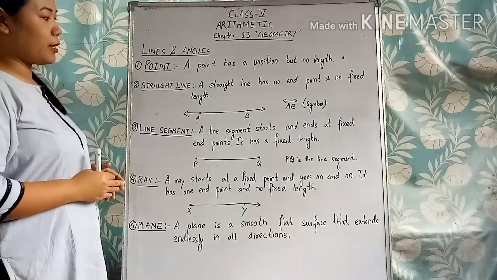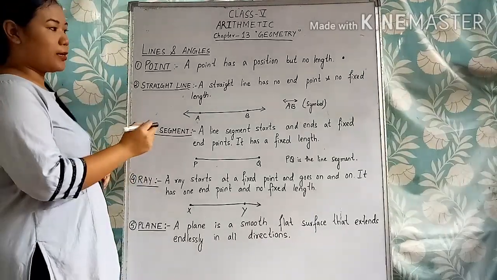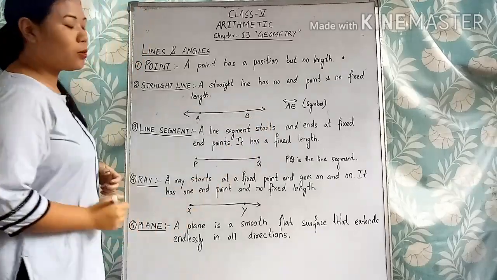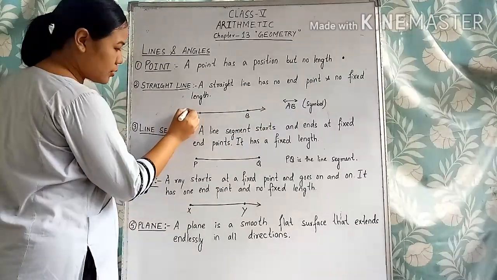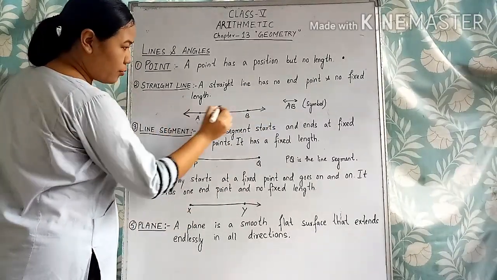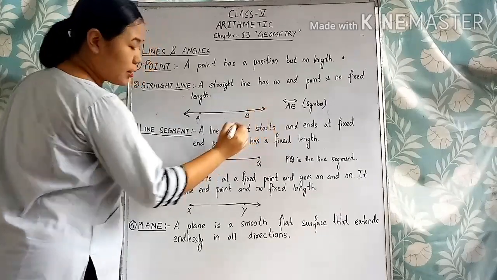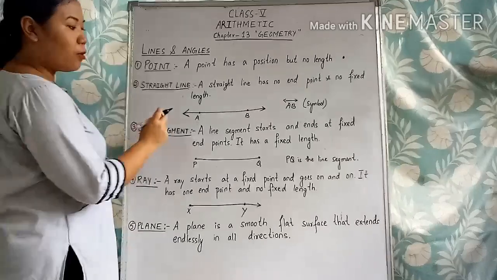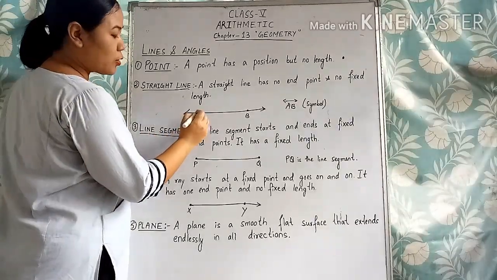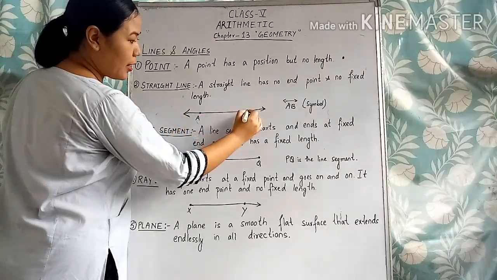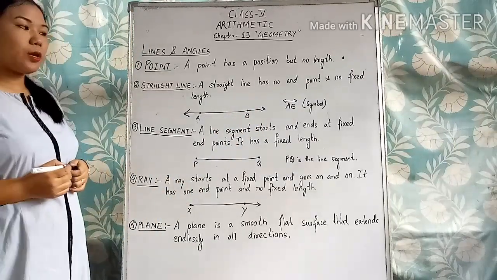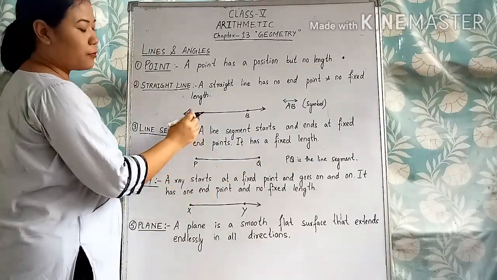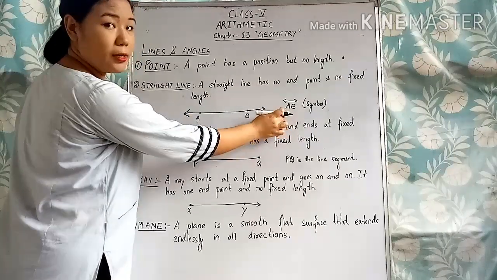Next is straight line. We all know what is a straight line. See, here I have drawn a straight line. It has no end points because see the arrow here, the arrow indicates that it does not have any end points and no fixed length, okay. So point A and B is a straight line. Now the symbol of a straight line is given like this.